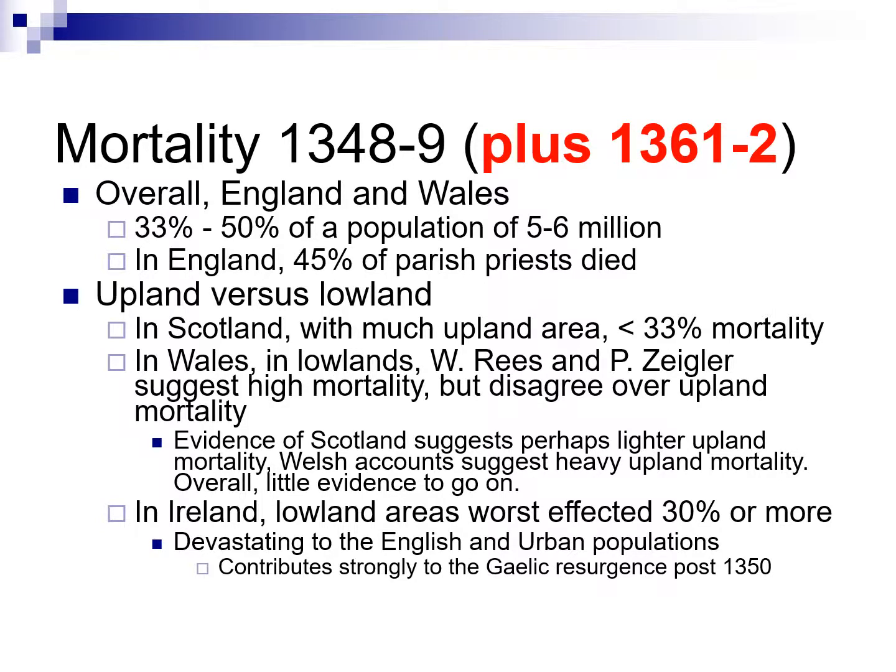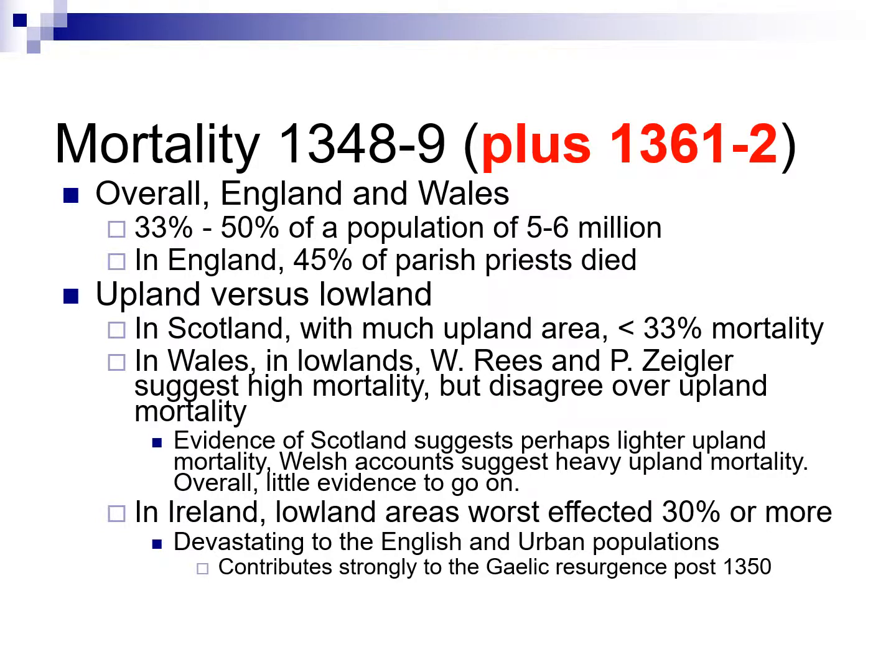William Rees and Philip Ziegler both suggest relative high mortality for Wales, but they disagree over the question of upland mortality. As I said, evidence of Scotland suggests perhaps lighter upland mortality because the kind of cattle herding upland economy means people tend to be separated from each other quite often. And you see a lot of individual farmsteads, whereas in England and areas of English colonization, you tend to see what we call nucleated villages, which is where all of the villagers live in little houses next to each other and then walk off into the fields in the morning to go farm the hinterland of the village.